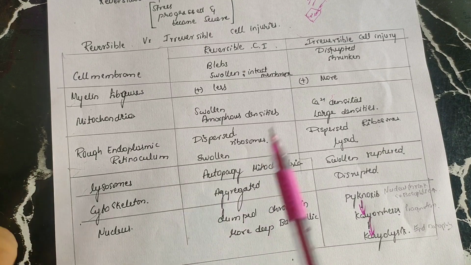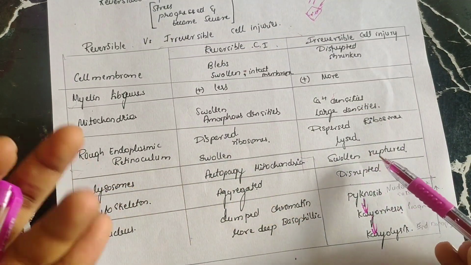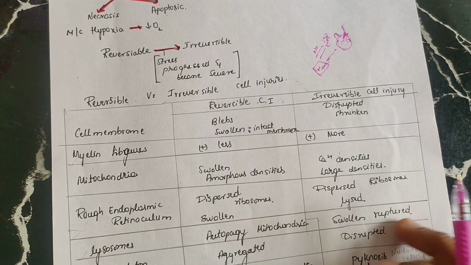Lysosomes, this becomes autophagy. They eat themselves. They eat only their own mitochondria, and they are swollen and ruptured. Cytoskeleton aggregated, disrupted. Nucleus is clumped and deeply stained, basophilic. Here, pyknosis, karyorrhexis, and karyolysis: in pyknosis the nucleus becomes clumped with increased basophilic stain, whereas karyorrhexis is fragmentation of the nucleus. Karyolysis is the end, the complete destruction of the nucleus.